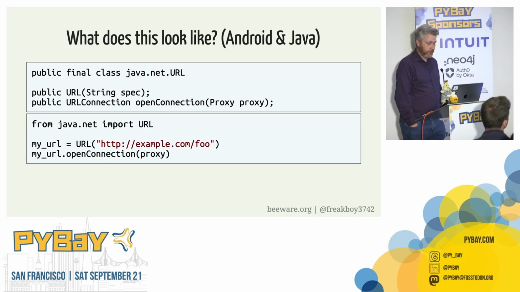What about Java on Android? Well, again, a search will reveal that java.net has a class called URL with a public constructor that takes a Java string and an instance method, openConnection, that takes a java.net.Proxy object.